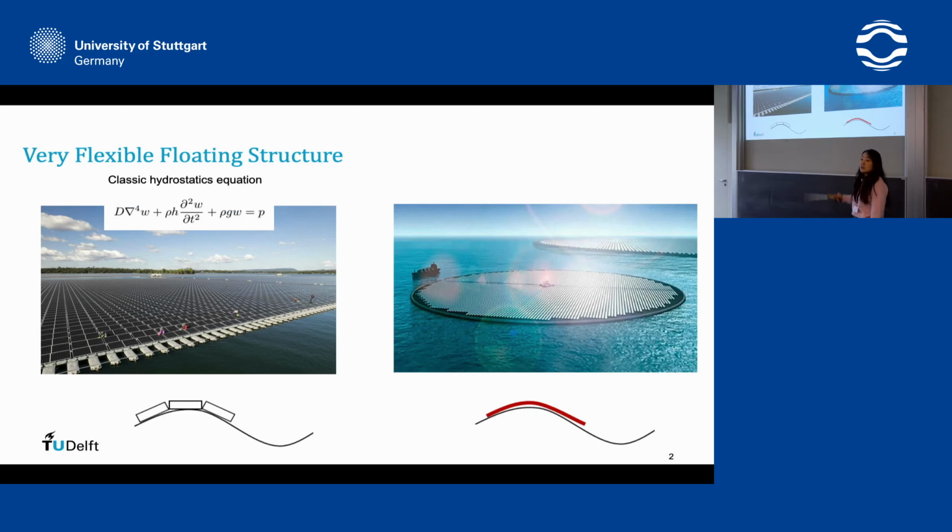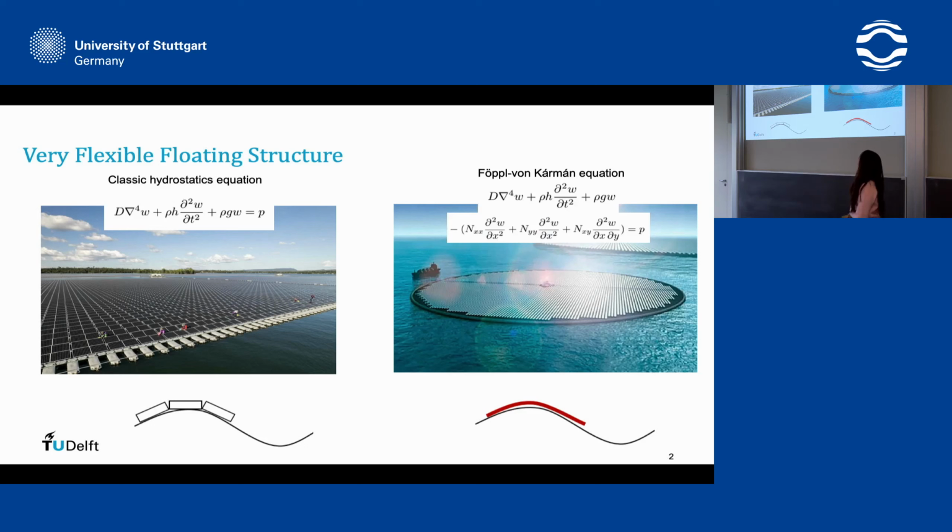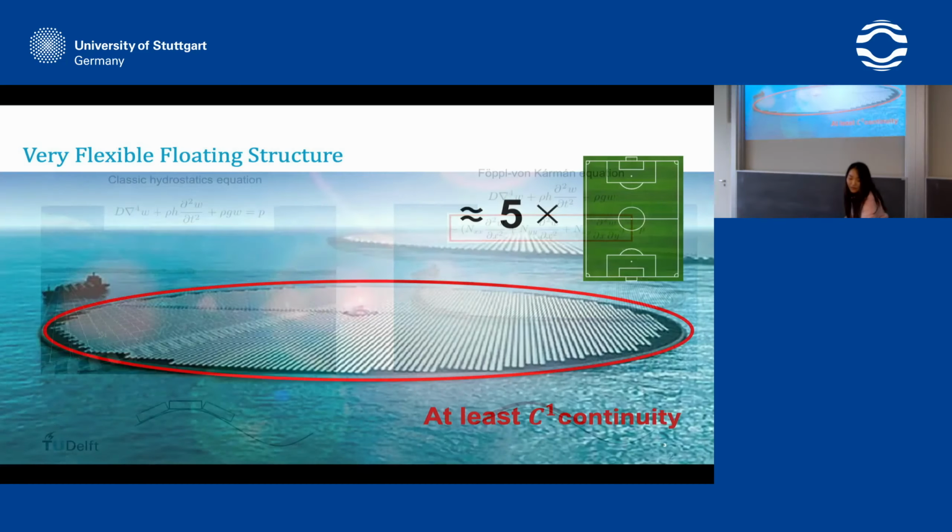For the first one, you're solving this classical hydroelastic equation. And for our problem, you're solving this Föppl-von Kármán equation. So the difference is here. You have this second order derivative of your displacement. That means if you want to have this membrane effect, you need to achieve this C1 continuity on your computational domain.